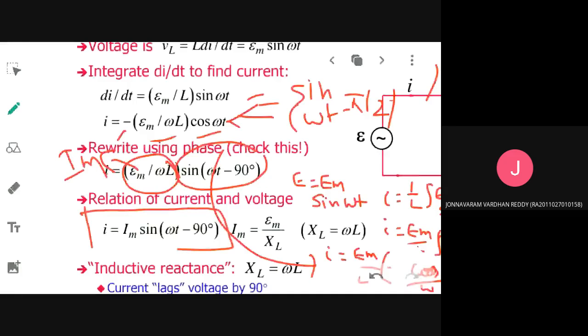So you already know the equation for V. What is the equation for V? EM sin omega t. Now I want to draw the phasor diagram. So how can I do it?